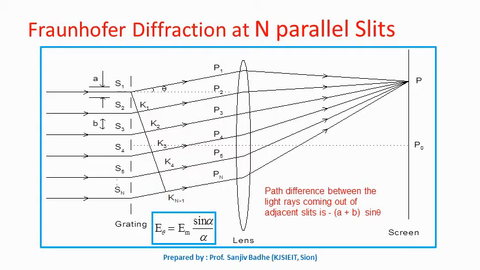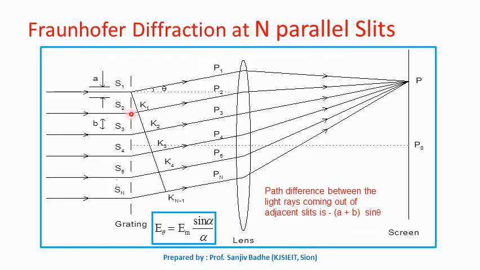So to draw the vector diagram, what do we need now? We need the phase difference between the waves. To find the phase difference, we will find the path difference between them. The path difference between waves S1P1 and S2P2 will be equal to S2K1, which can be written as S1S2 sin theta. S1 is the center of the first slit and S2 is the center of the second slit. So S1S2 will be equal to A plus B, and therefore the path difference between ray number 1 and ray number 2 will be equal to (A plus B) sin theta.